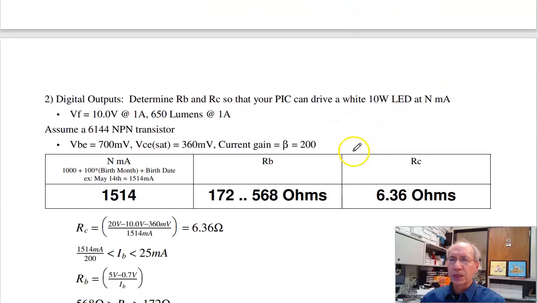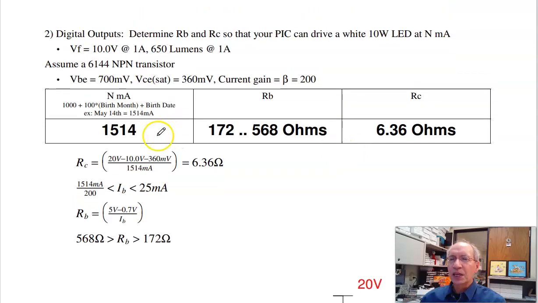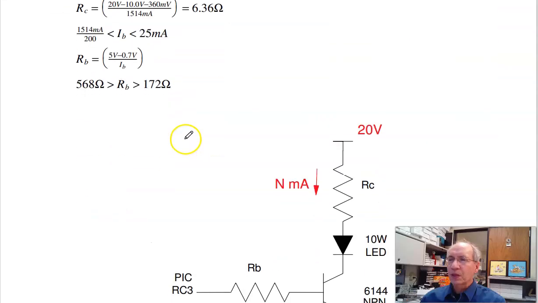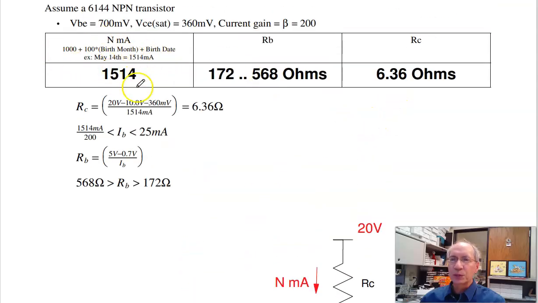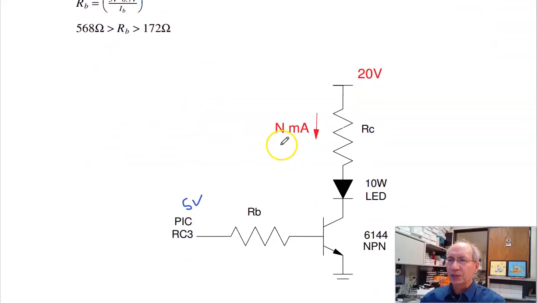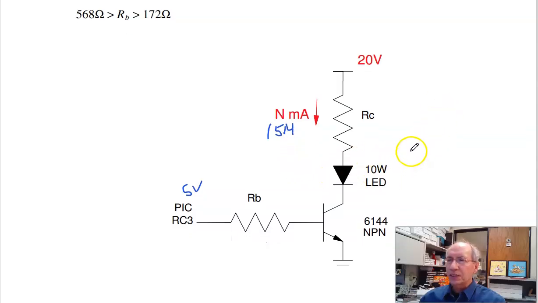Problem 2 is for binary outputs. The PIC outputs 0 volts, 5 volts, limited to 25 milliamps. Come up with a circuit that can drive a 10 volt LED at 1 amp. So starting out, when this is 5 volts, I want to get 1 amp, well, based upon your birthday, 1514 milliamps. So this is 1514 milliamps. The voltage. This is a 10 volt drop across the LED.